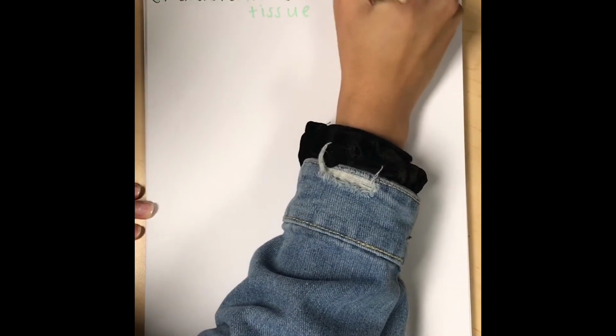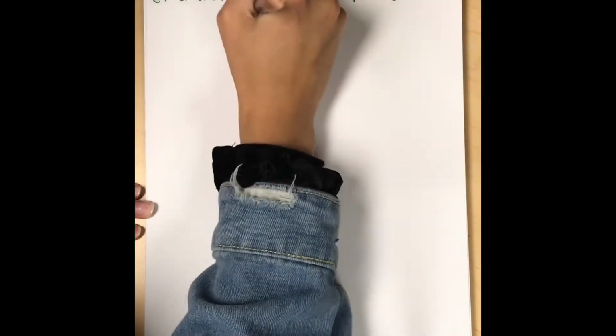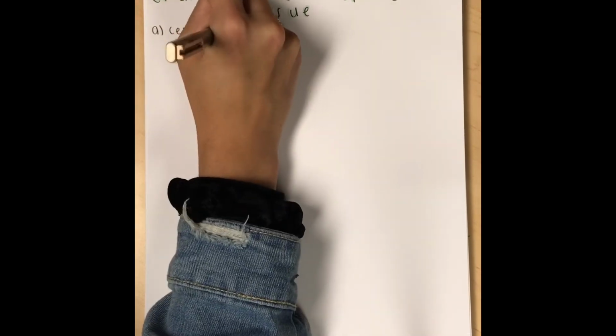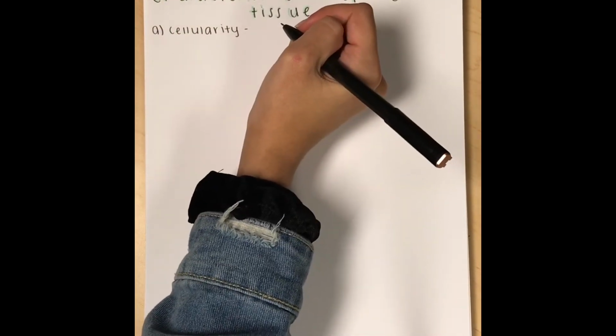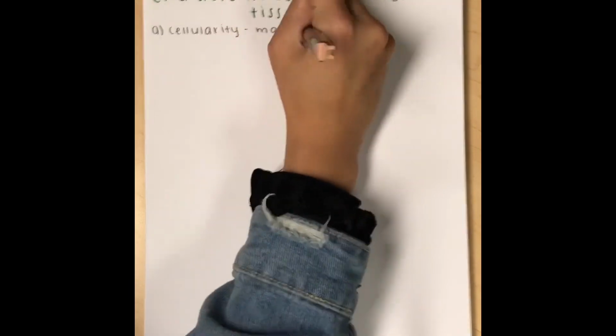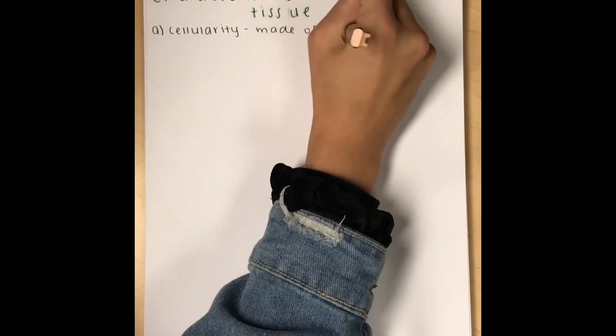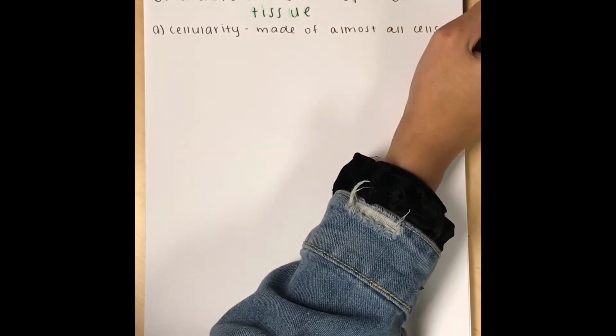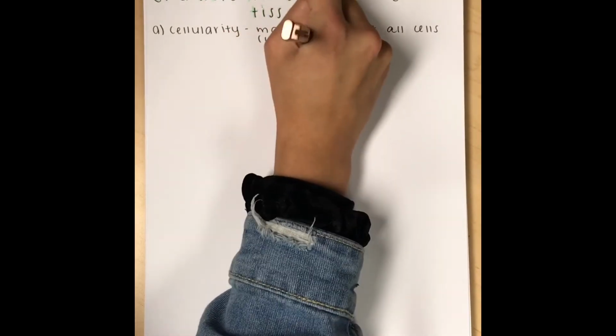Up next, we're going to discuss the characteristics of epithelial tissue. Cellularity. It means it's made of almost all cells, and also cells are stuck to other cells.